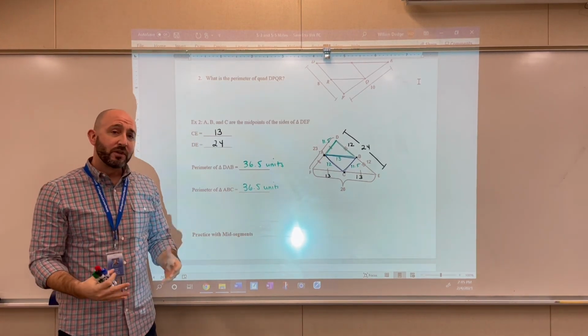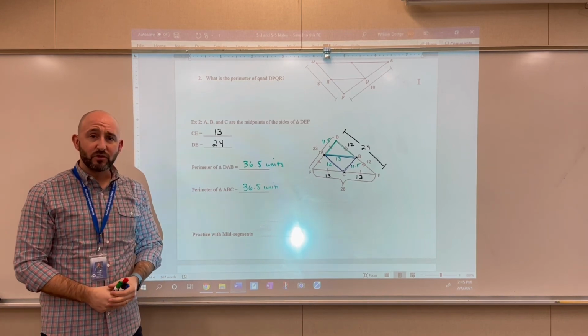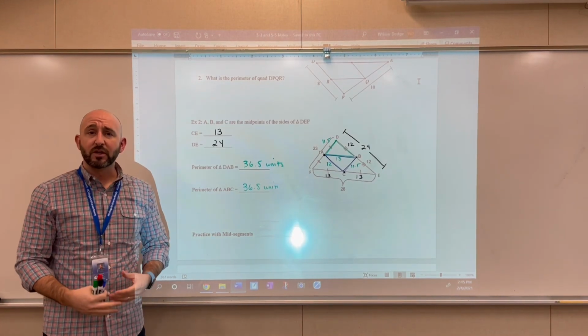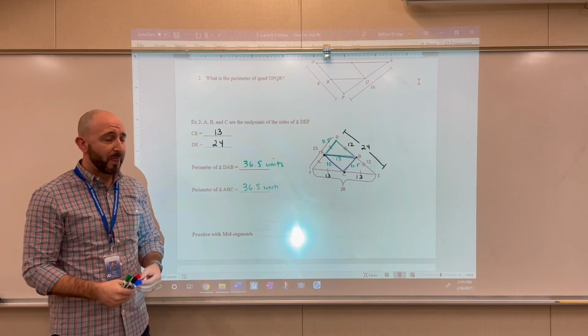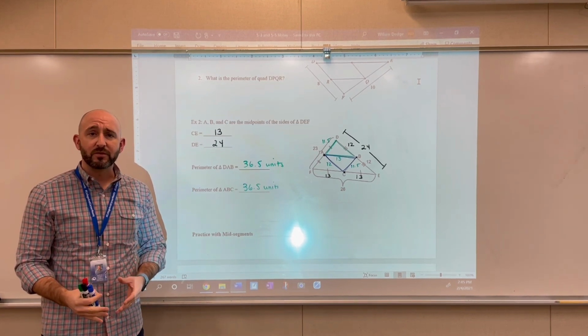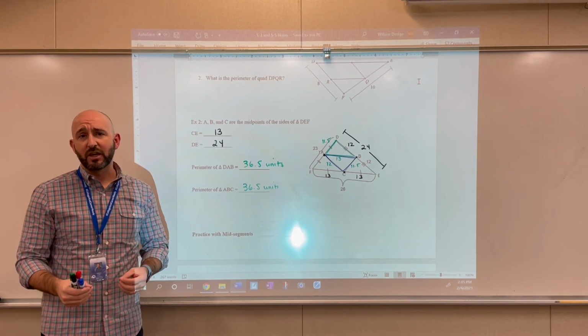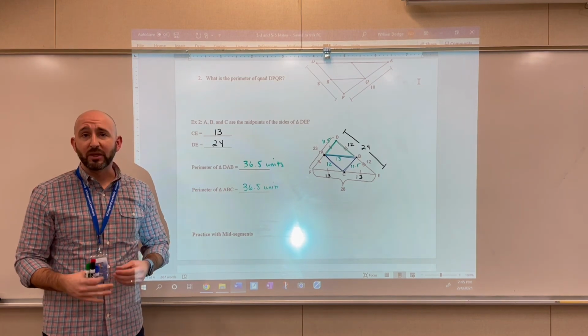All right, so now what you're gonna do, on the second page of this note sheet, there's a bunch of example problems. You're gonna go and try those on your own. I've posted the answer key for those problems to Google Classroom, so you'll check your answers after you complete those problems.